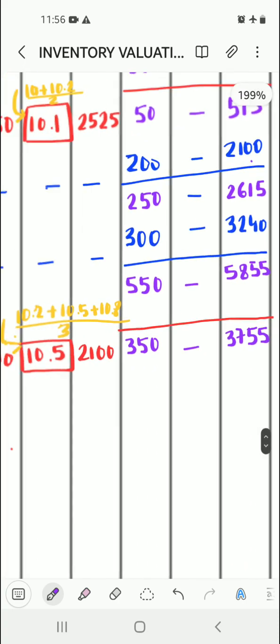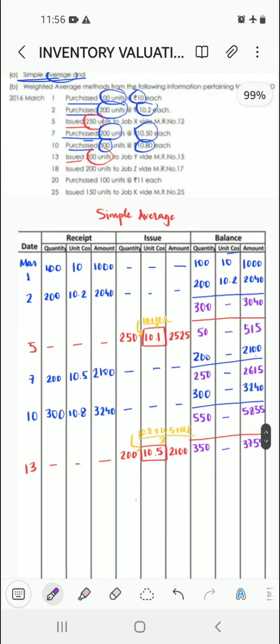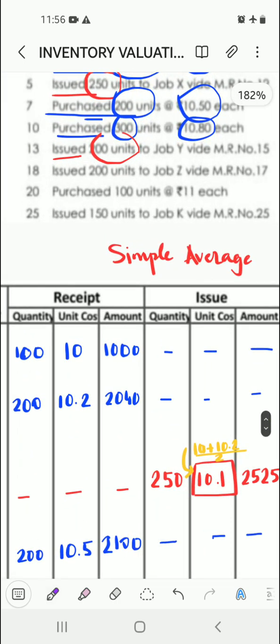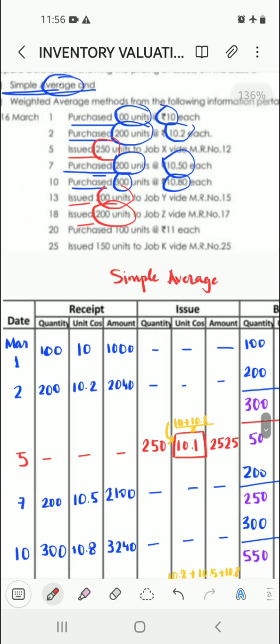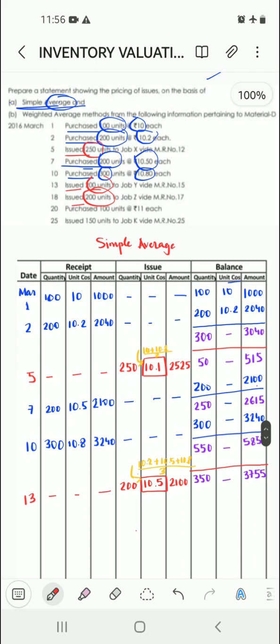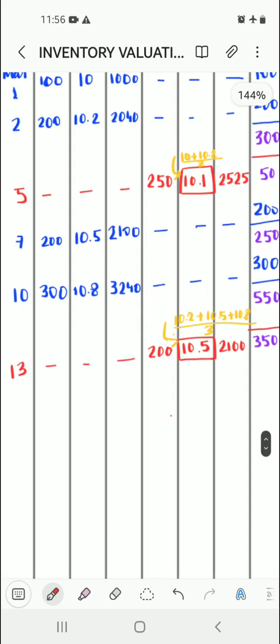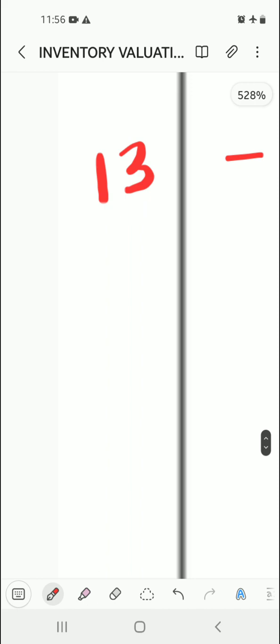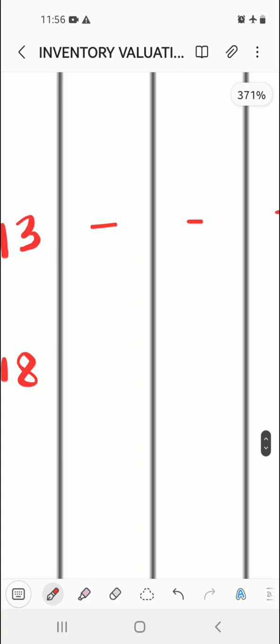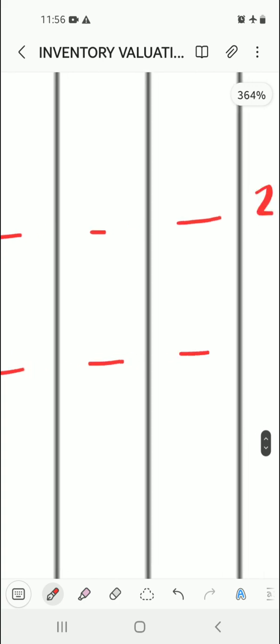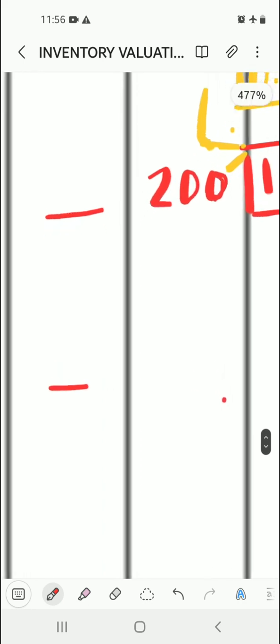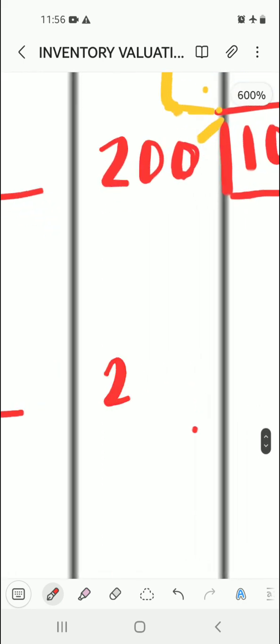Now we are going to move to the next date, that is on 18th. There has been a further issue. This time issue is of 200 units. So 200 units recorded here, March 18. There has been no purchases, only issue, and issue will be of 200 units.